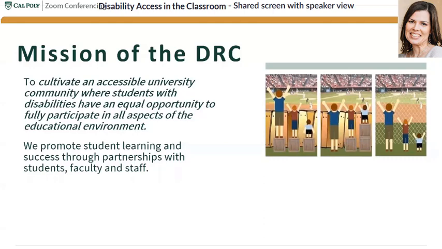So our purpose through the DRC obviously is to create an equitable setting both in the classroom and physically on campus. Basically anywhere where student life touches, we're going to try to be present and create access in those spaces. So our goal is to promote student learning and success through partnerships with students, obviously, but also with faculty and staff, because obviously with accommodations, if we don't align with faculty and staff, then oftentimes we can't actually accommodate students if we're not working together.